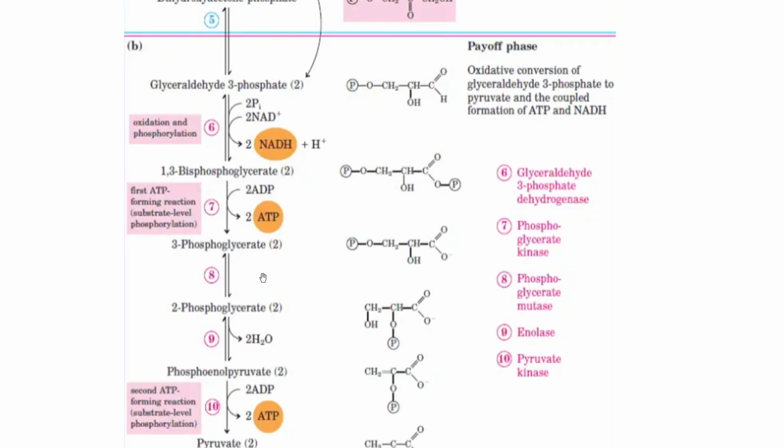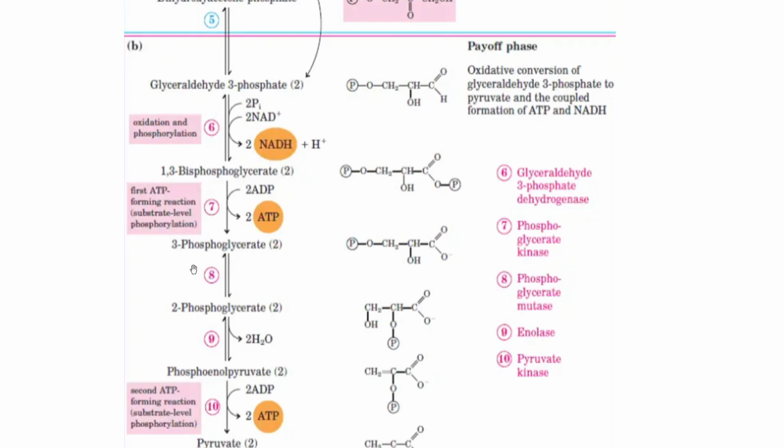Again, all these are 3 carbon moieties. So 1,3 bisphosphoglycerate is there. This is the molecule, and it is dephosphorylated to give rise to 3-phosphoglycerate. It has 2 phosphate groups, right? However, upon dephosphorylation, it gives off 1 phosphate, and this phosphate is taken up by ADP to give rise to ATP, and 3-phosphoglycerate is formed here.